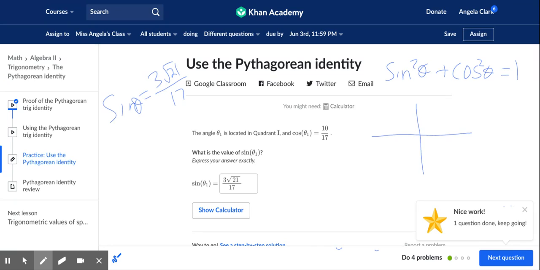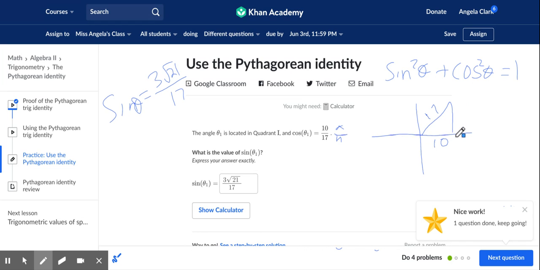Let's look at the other way of solving this. We're in quadrant 1, so I'm going to draw my triangle in quadrant 1. I know that cosine is adjacent over hypotenuse. So 10 must be the adjacent, so that's x. Adjacent is x, and then the hypotenuse is going to be here, 17.